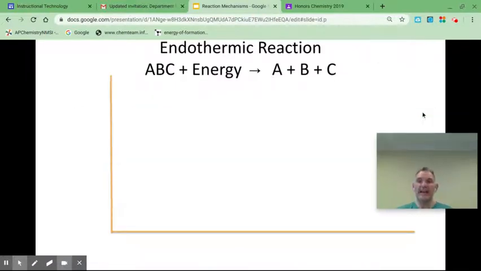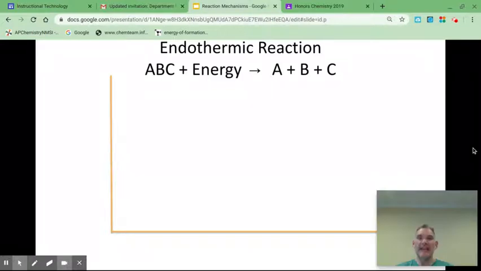Here I have a reaction. It's endothermic. We know it's endothermic because the word energy is on the left-hand side. Whenever energy is on the left-hand side, or we see a triangle over the reaction arrow, I know that it's endothermic. It's going to absorb energy in order to occur.